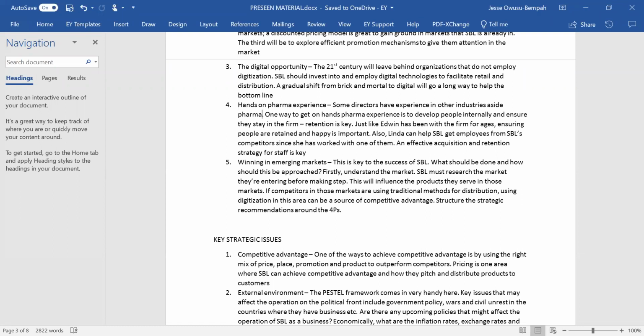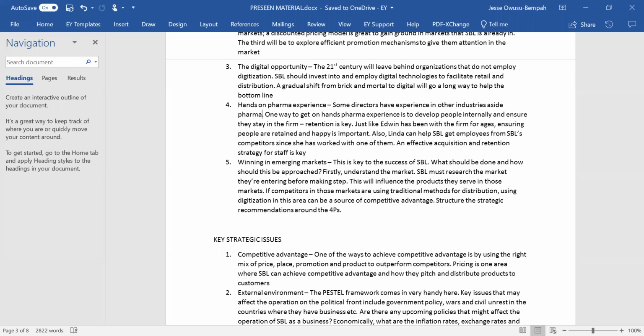How will you solve the hands-on pharma experience problem? You can solve it by appointing directors who have more experience in the pharmaceutical industry instead of getting directors from other industries. Okay.